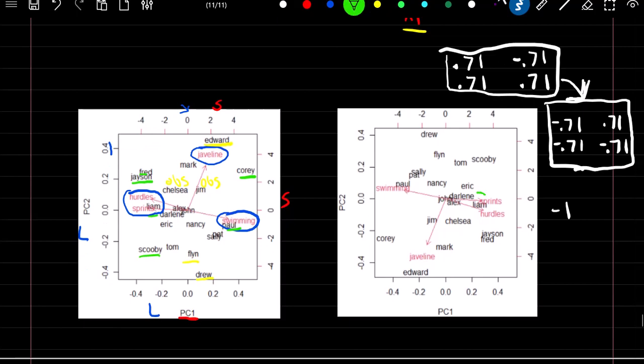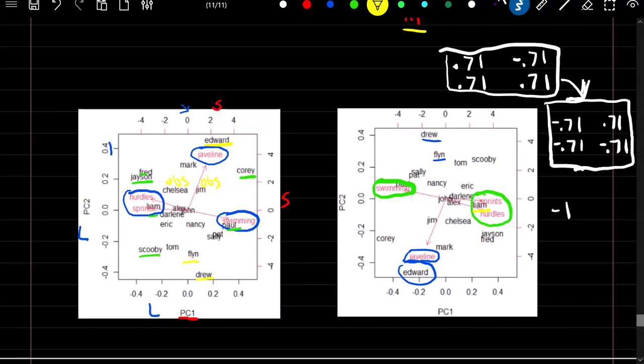So again, we can say that sprints and hurdles are highly correlated. Swimming's negatively correlated with sprints and hurdles. We can see that javelin's not correlated with the other 3. And Edward is really good at javelin, just like we learned on the left. Drew's really bad at javelin with Flynn. The best sprinters are Liam. So we arrive at the exact same conclusions and the exact same results, just everything would be multiplied by -1. So that's what we mean by unique with principal component analysis. Unique up to the sign.